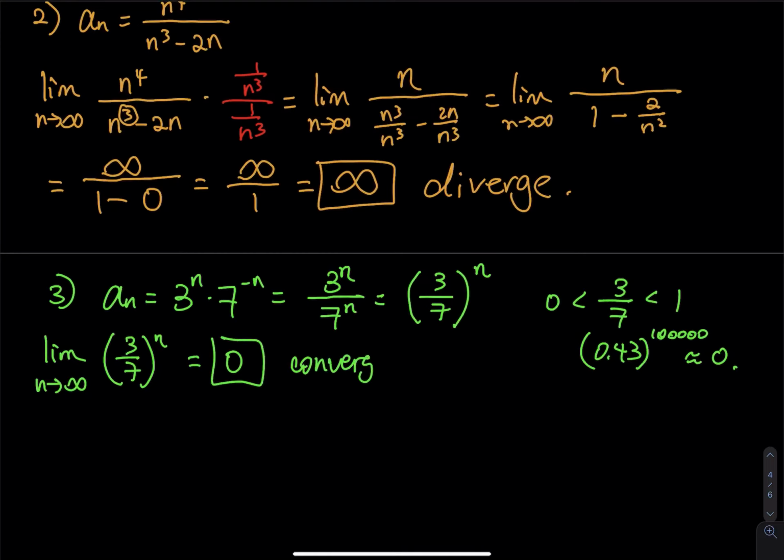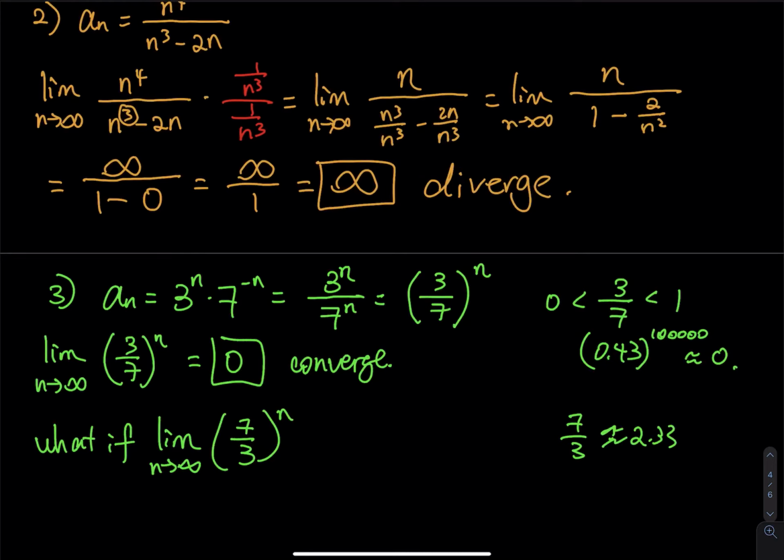Now, you might want to ask me, hey, what if? I know people ask what if. So what if I have this? I have the limit as n approaches infinity of 7 over 3 raised to the n. That changes the whole game. 7 over 3 is greater than 1, right? So 7 over 3 is around 2.33. So if you raise 2.33 to a very big power, this is going to give you a very large quantity. So this one will be equal to infinity. As a result, that will diverge. You can write div for divergent. All right, if you do 7 over 3, that changes the whole game.